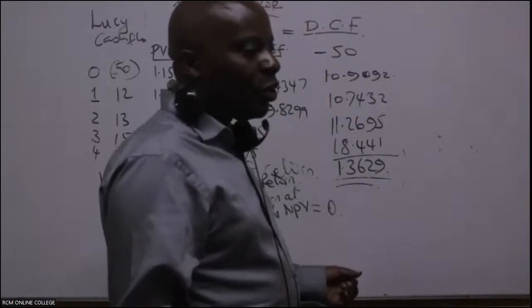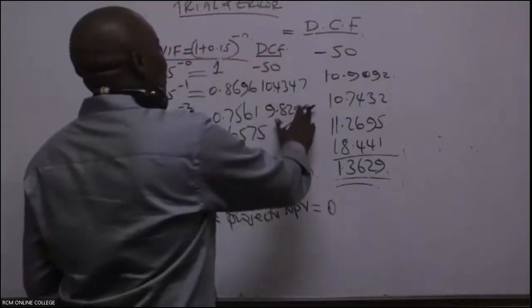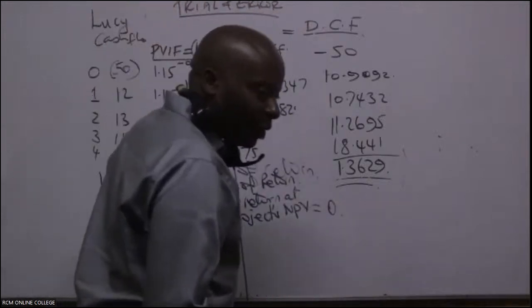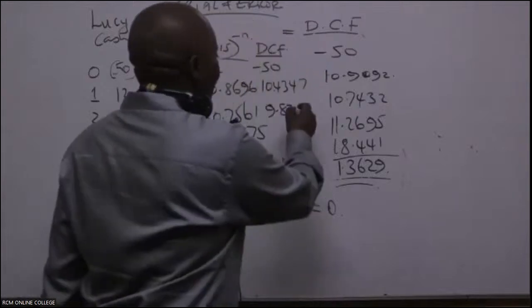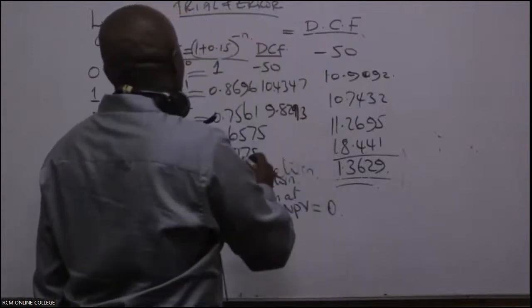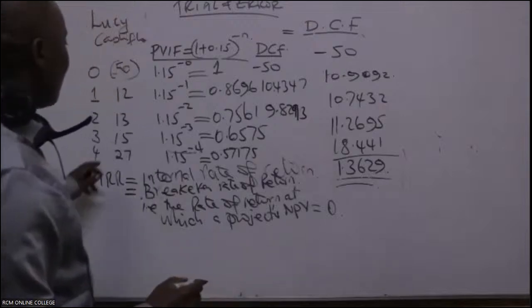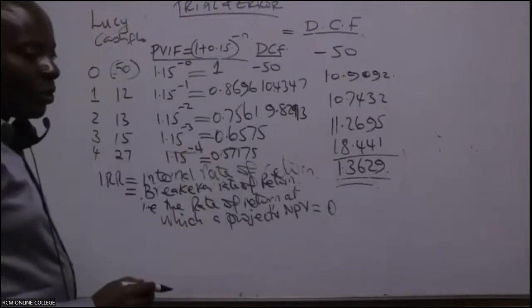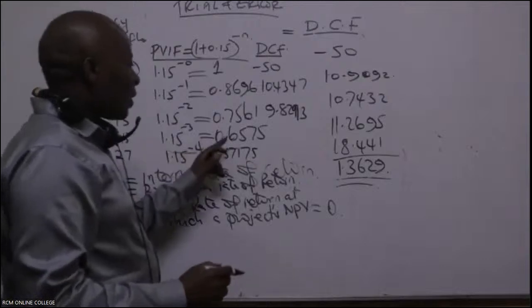9.8293. Of course, because of rounding off errors, you can easily get some different figures. Thank you very much. And now go to the third year. In the third year, we have 15 times this discounting factor.